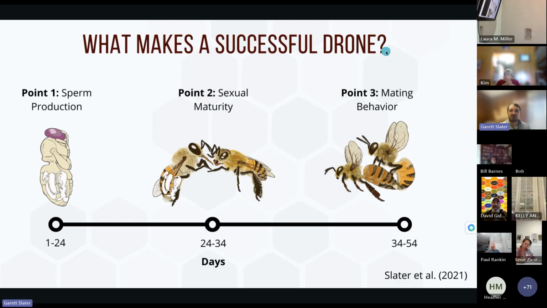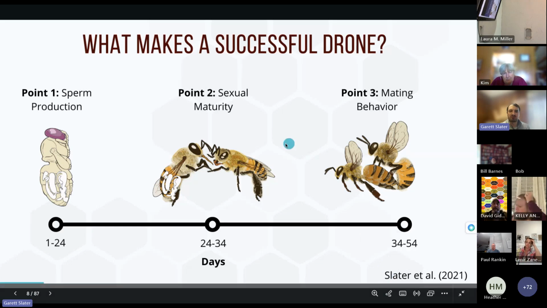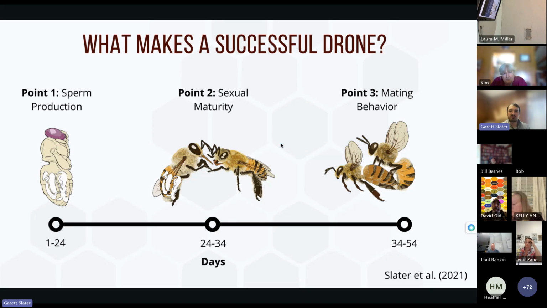Okay, so what makes a successful drone? When I first started looking into drones during my PhD and some of my graduate studies, there wasn't a lot of information on drones. I think a lot of researchers and beekeepers focus on queens, and so we really didn't know what makes a successful drone and what makes a low quality drone. One thing I outlined in this review, and I'm happy to send this to you afterwards, is that there are really three major points that make a high versus low quality drone. Point number one is sperm production. Number two is sexual maturity, and three is mating behavior, so the drone's ability to track and mate with the queen.